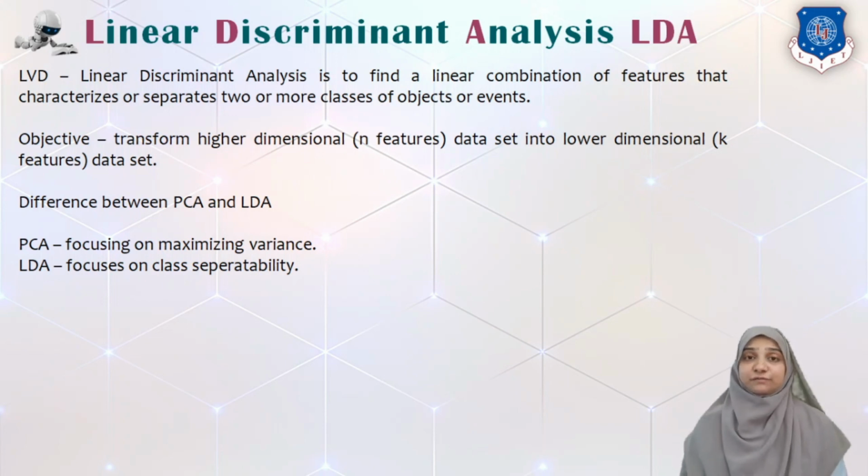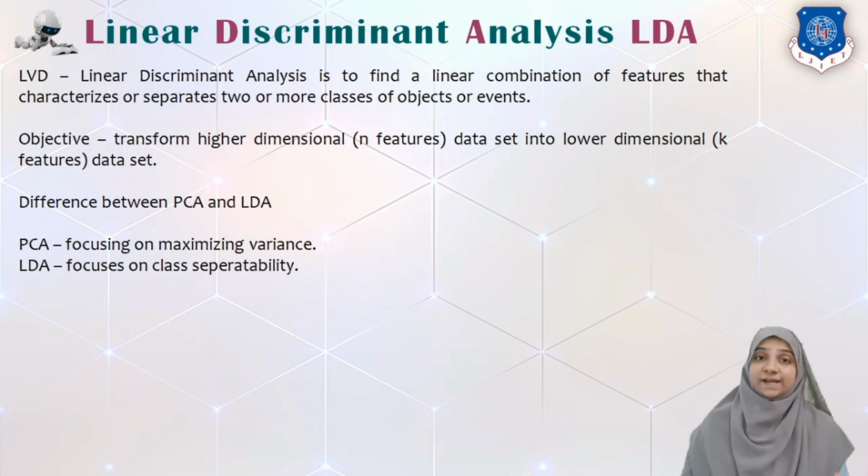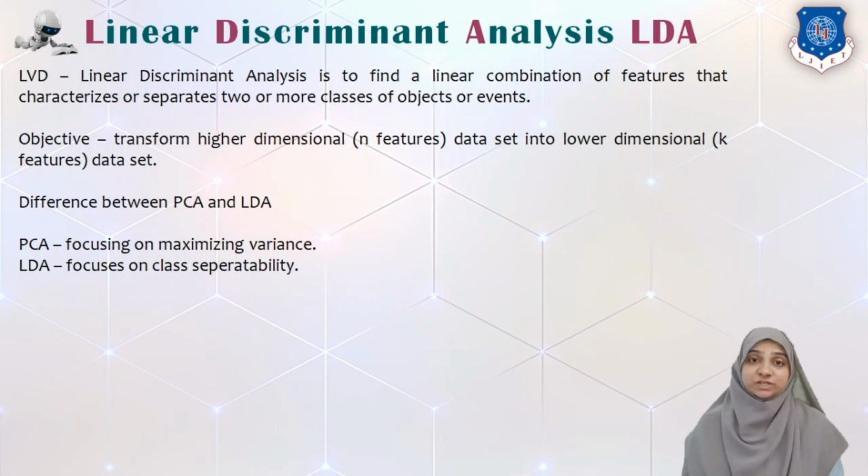To extract features from a given large feature space, we are interested in finding a linear combination of features that characterizes or separates two or more classes of an object or an event. The objective of LDA is similar to PCA and SVD, that is, to transform our high dimensional data, which consists of n features, into a data set having a lesser number of features, that is, only k features.